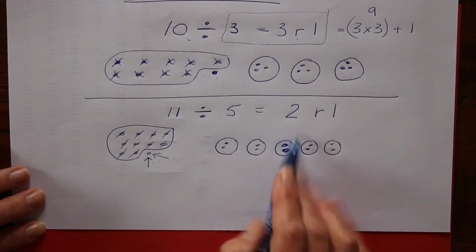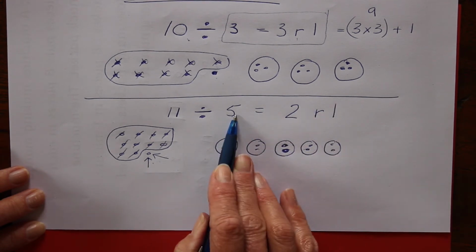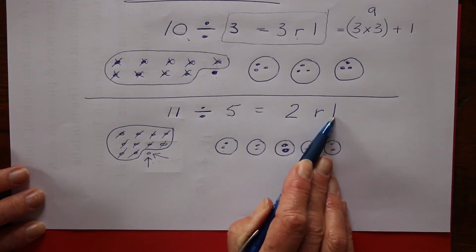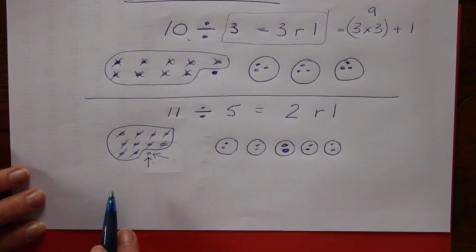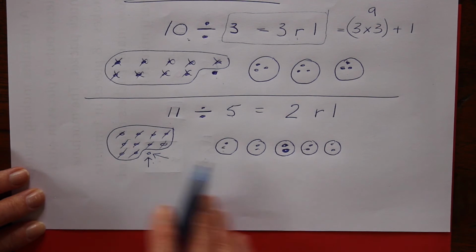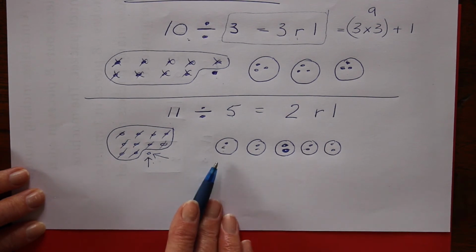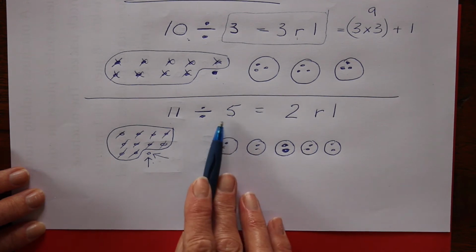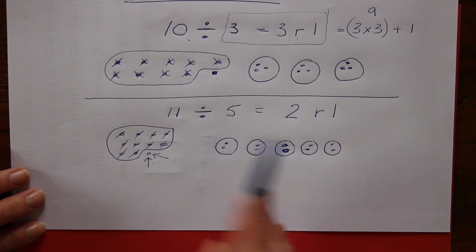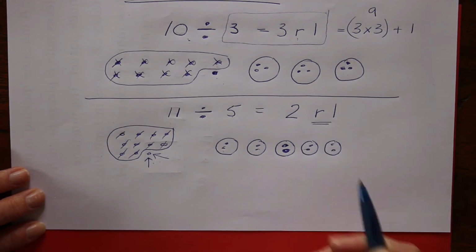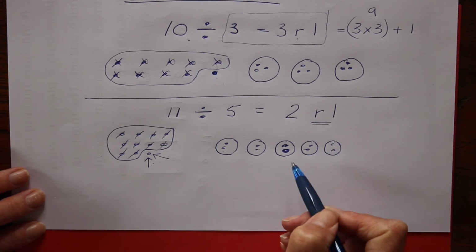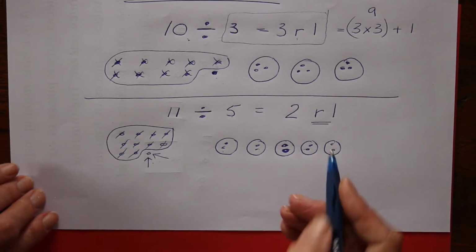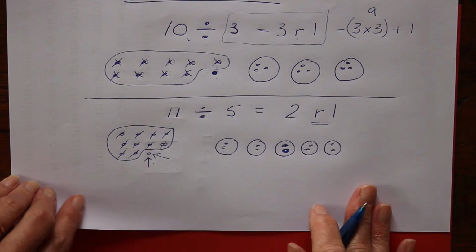If I work this back, I go 2 5s are 10, plus 1 is going to give me 11. So these are my remainders, because most sums that you get that are division, you will find that many of them will have a leftover, have a remainder, because it just doesn't work cleanly.